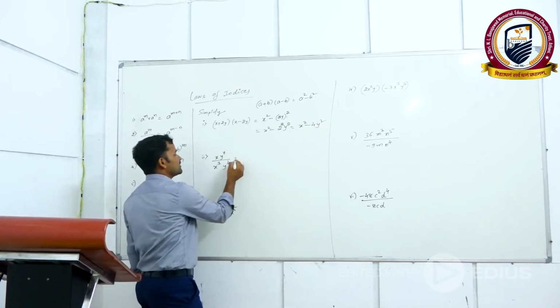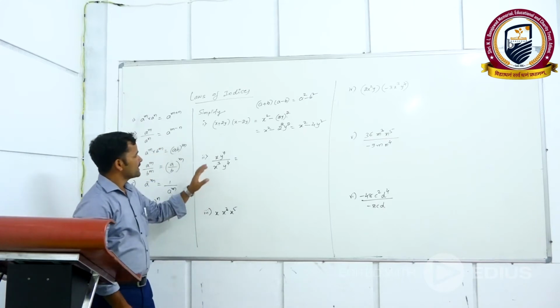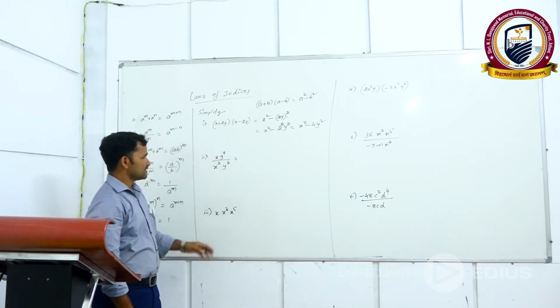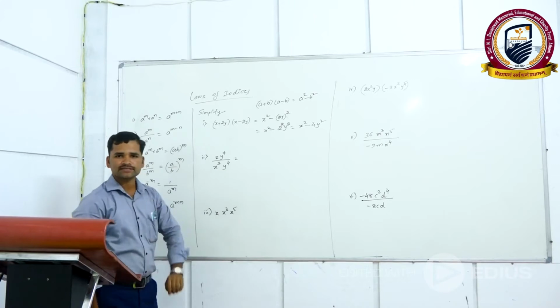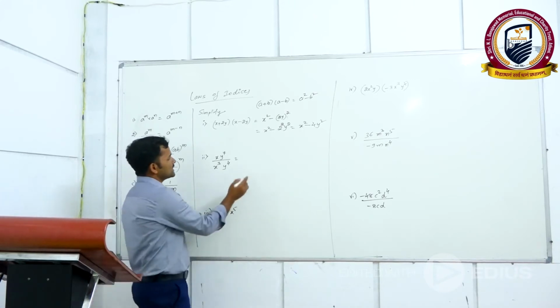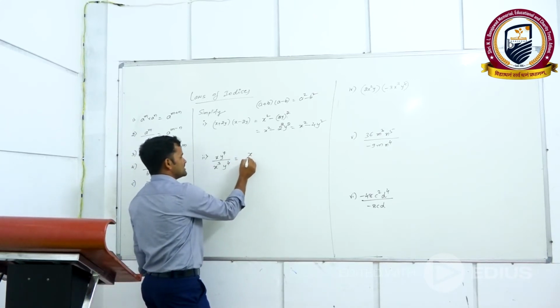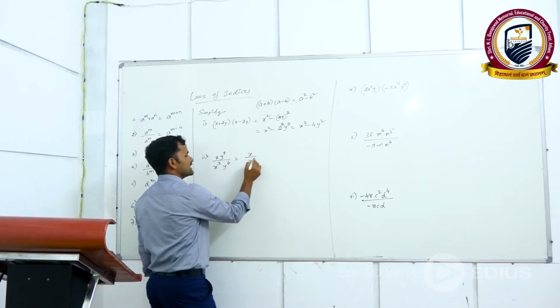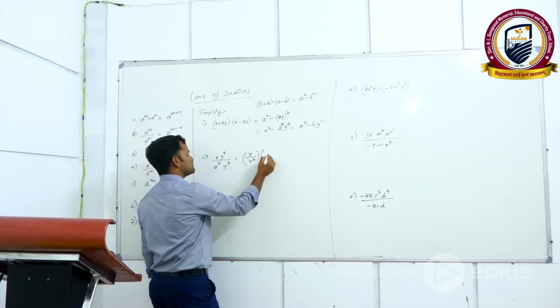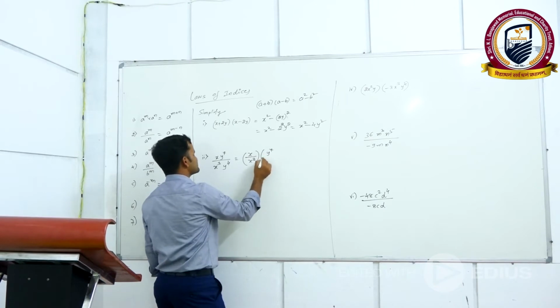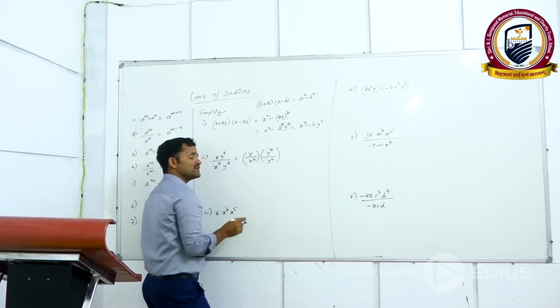Fine. Coming to the second problem, x into y raised to 7 by x cube into y raised to 4. See, I will rewrite this. Means I will write it like x by x cube which is multiplied with y raised to 7 by y raised to 4. Multiplication is there.